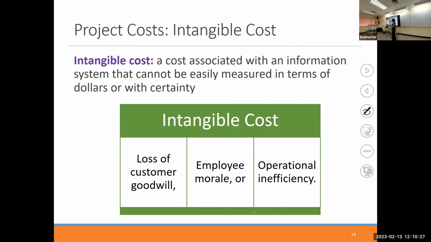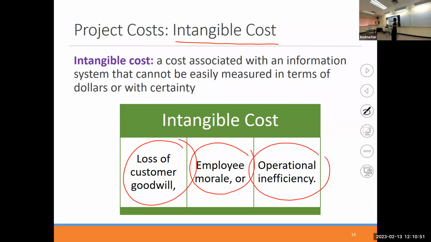Then, of course, the next part, the next category must be intangible costs that we cannot quantify into money value, but they are something like loss of customer goodwill, lack or loss of employee morale, or maybe inefficiency of the operation if your system is not good enough, something like that. Okay, this has to be identified as well if it would be part of the cost, part of the kind of negative side of your project, right?